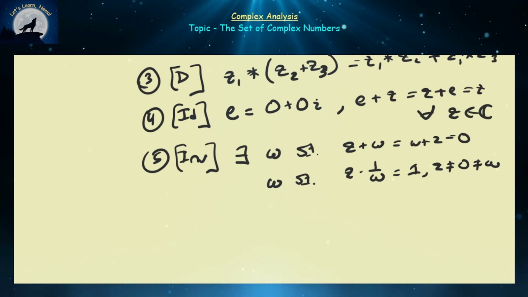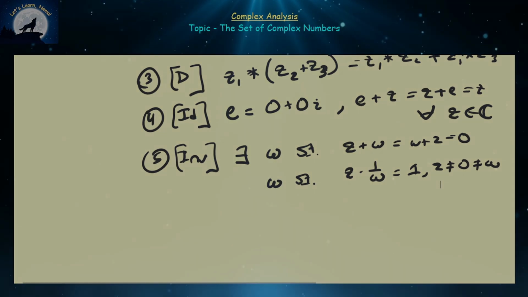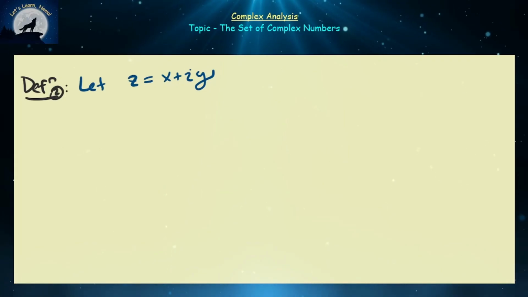So if you can show all those things from the properties of real numbers, then we now have that the set of complex numbers is indeed a field. So now that we have the set of complex numbers defined and we have the tools in order to show that the set of complex numbers is indeed a field, let's introduce some of the functions that are actually unique to the set of complex numbers that don't really make sense in the set of real numbers.